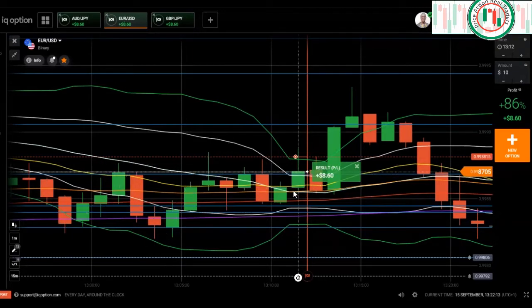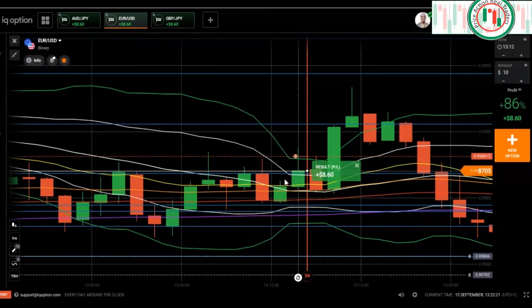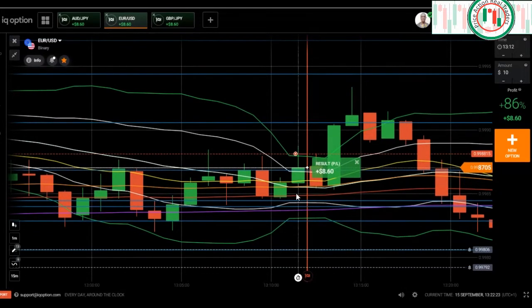Then the movement of this candle, I know it will be a green candle because of the movement of this candle. That's why I didn't place my trade immediately. This candle moved past, and after it opens, it just pushes up.